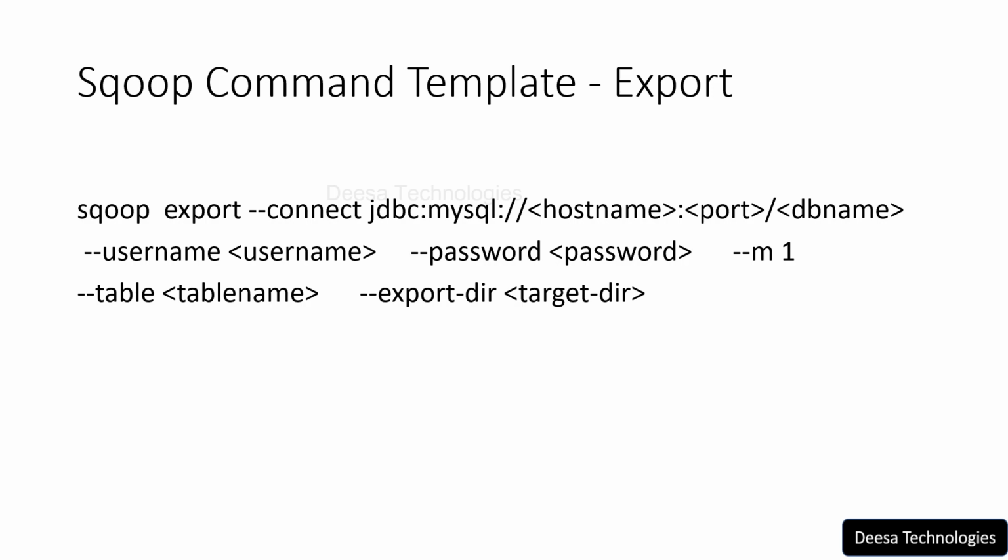We have the connect, we give the username, we give the password, we have the mapper, number of mappers, we give the table name, then we give the export directory where the data is residing, right? So this is about Sqoop in a nutshell. Now, for this course, we will be using the MySQL database. So we will connect to the MySQL database using the JDBC driver, and we will try to import the data, and we'll also try to export the data.